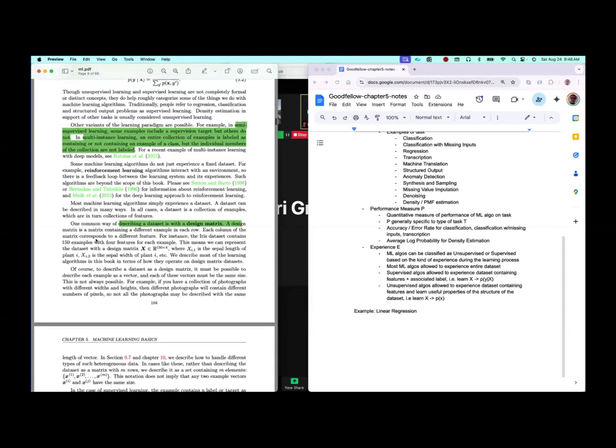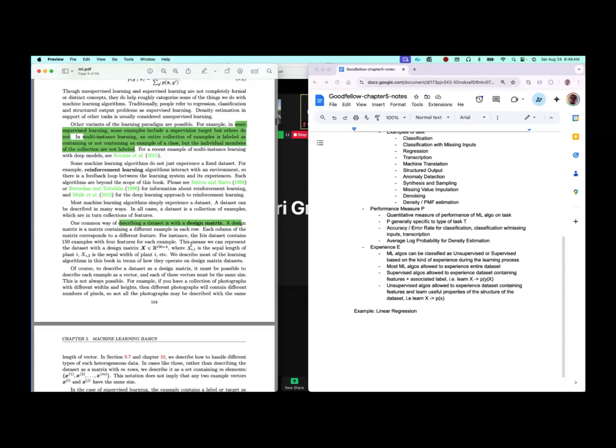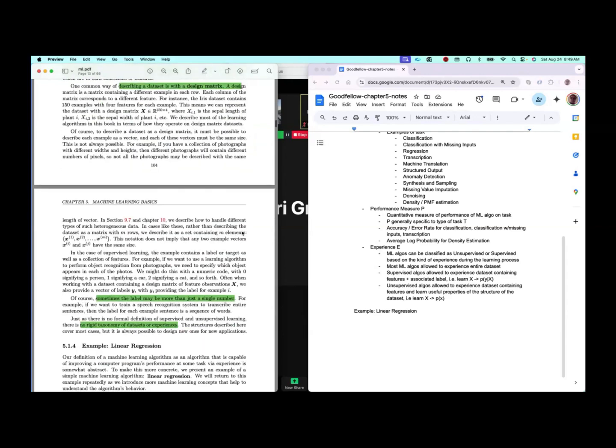And then he talks about, so we already talked about this, one common way. We spoke about an example being a group of features, right? But you can also think of n examples as a design matrix, right? So if you have, let's say, an example consisting of n features and m examples, then you can think of it as being a design matrix X of size m by n, right? And here they give you an example of the iris data set, right?